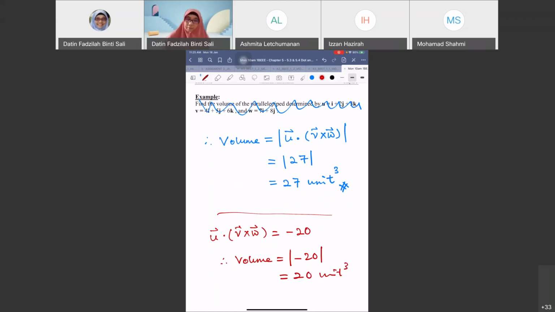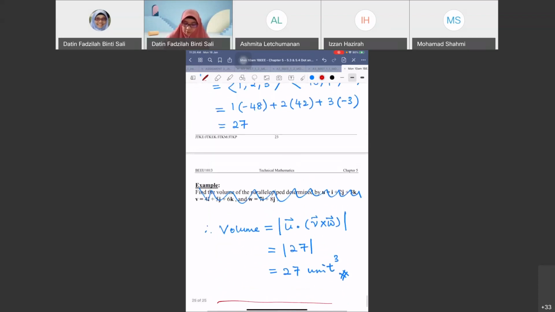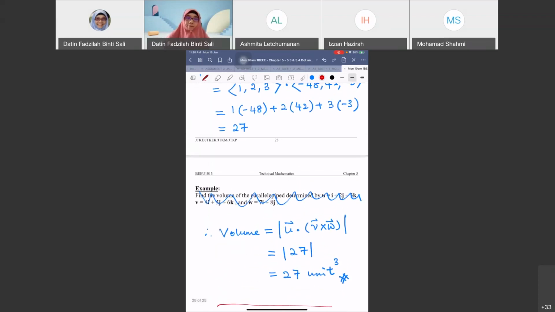So that magnitude symbol can also be regarded as your absolute value, because when it comes to volume, it has to be a positive number. For this one, it just so happens to be positive 27. So basically your final exam coverage is until here. So our vector topic is until here.